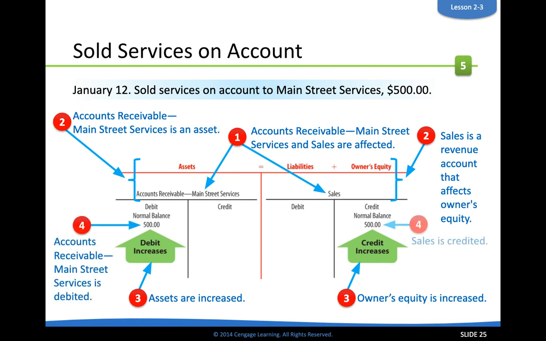Bringing in debits and credits. How do we increase our asset account? Well, we need to debit our asset account by $500, and then to balance out our accounting equation, on the other side of the accounting equation, we need to credit the sales account to increase it. All right, so debits increase assets, credits increase liabilities and owner's equity.